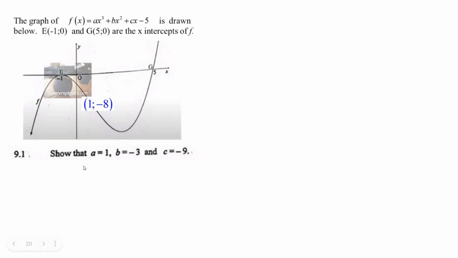They've given it to you, and you're supposed to show that a is 1, b is -3, and c is -9. But the big trick is, because it's -1, x plus 1 must be a factor, because that makes it 0. See, you put -1 in there. And the other one is 5. Because it turns right there, you square that. Well, that's it. Your whole thing's going to come.